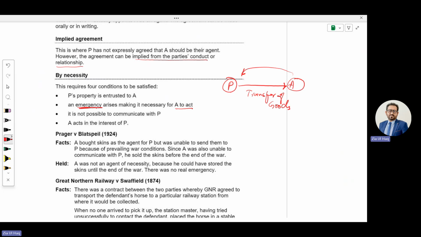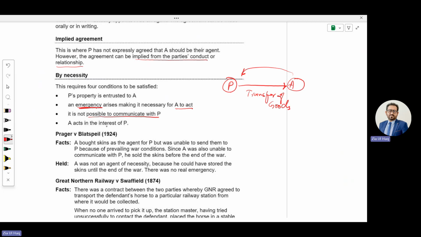Obviously, bad weather, stormy weather is an emergency. If he doesn't do anything, if he doesn't put the product in any safe place, ultimately they will be destroyed. So there should be an emergency, and due to the emergency, the agent has acted. It is not possible to communicate with P. Obviously, due to that stormy weather, he was unable to contact the principal. I'm talking about old days when there was no mobile. There was only one way of communication, through letter or through telephone. And in stormy weather, it was difficult even to connect a call through telephone. It was difficult to communicate with P about what way I should adopt: either I should put these products in a storehouse for rent, or I should keep moving on.